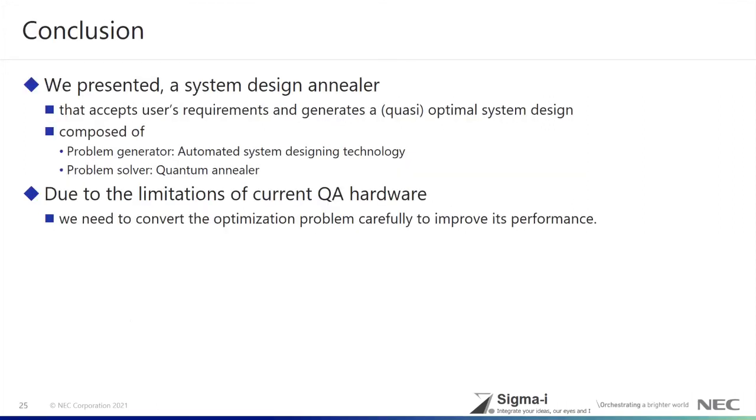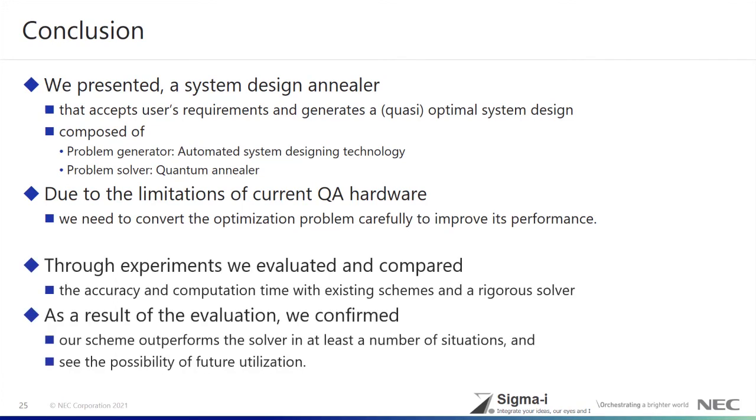Finally, let us conclude our talk. We presented a system design annealer, which includes a quantum annealer as a problem solver. But due to the limitations of current quantum annealing hardware, we need to combine the optimization problem to improve its performance. Through experiments, we evaluated the accuracy and computation time against existing schemes and a rigorous solver. As a result, we confirmed our scheme outperforms the solver in at least a number of situations and see the possibility of future utilization.